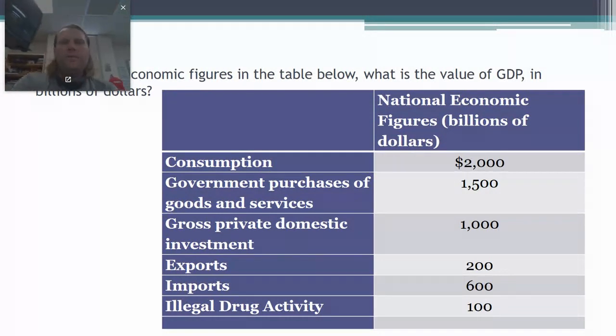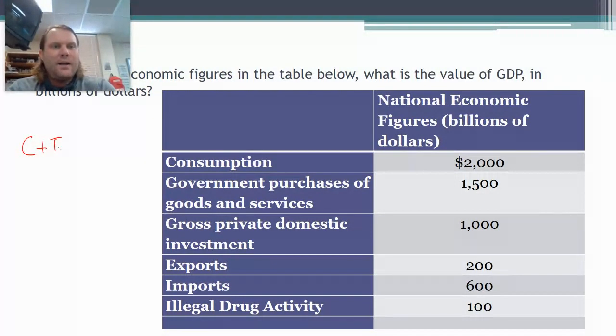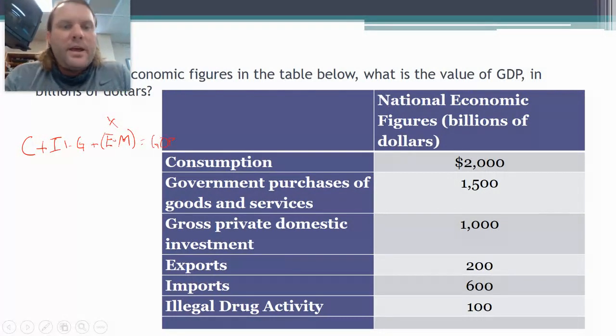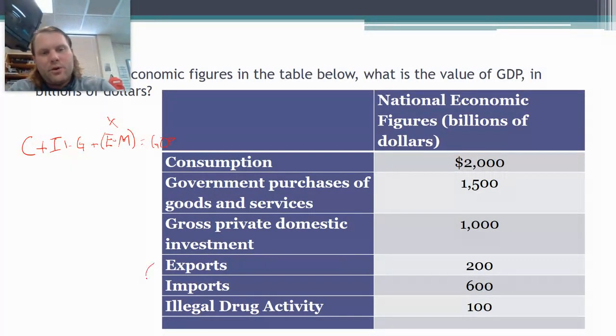Okay, so again, keeping things straight in these questions is the biggest thing. So remember, there is an equation that we use: C plus I plus G, and then we also plus exports minus imports. Usually imports is labeled with an M. Sometimes exports is an X, I apologize. And that's going to give us our GDP. You don't have to remember that. You just have to remember that we've got to subtract these two, and that illegal drug activity is not included. So we're actually just going to cross that off.